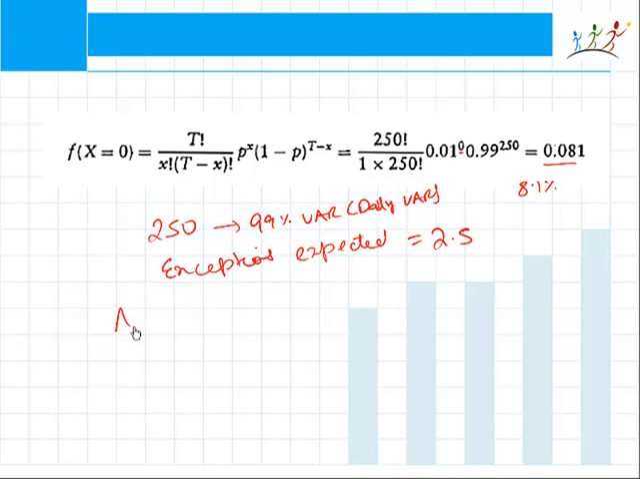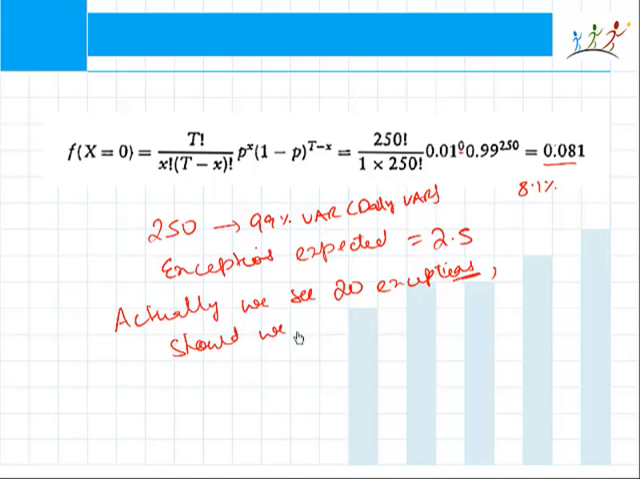Now let's assume that actually we see 20 exceptions. In such a case, should we reject our model? Saying that our model appears incorrect or our VAR is incorrect, because with a 99% VAR, if it was calculated correctly, we should have seen only about 2 to 3 exceptions or 2.5 exceptions. So if we see 20 exceedances, then probably the model is incorrect.